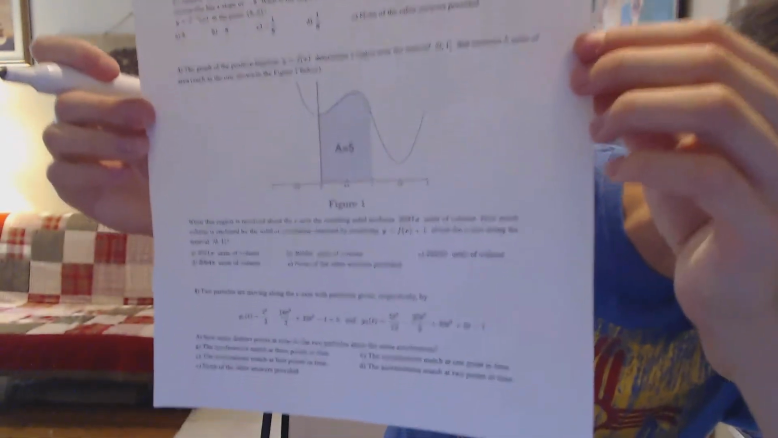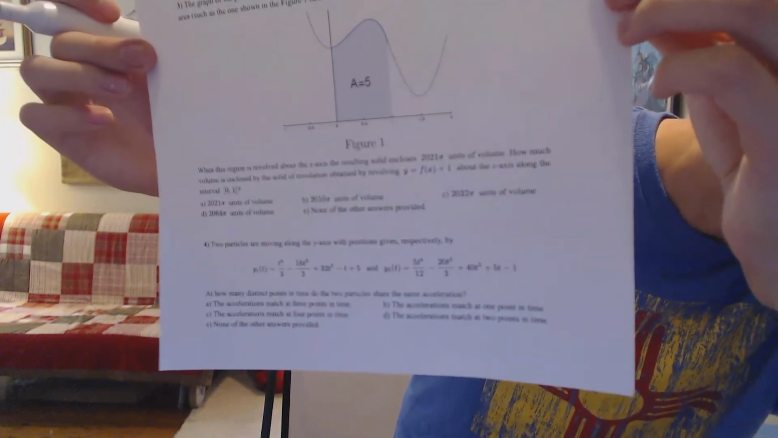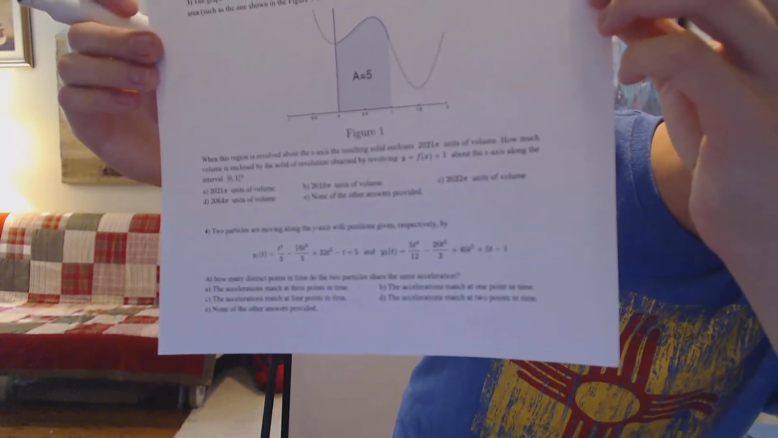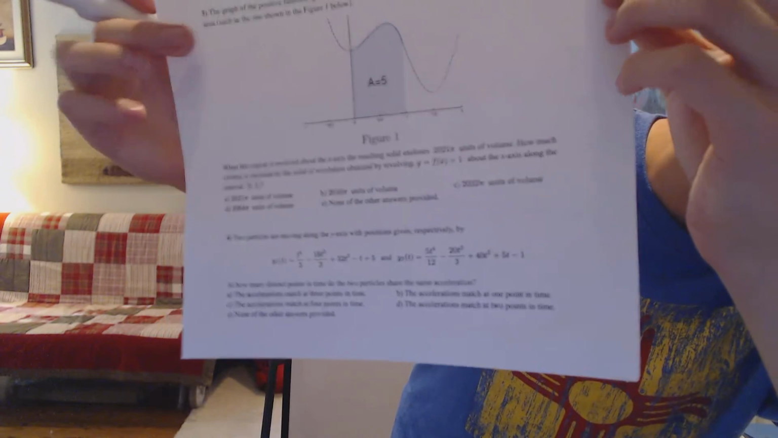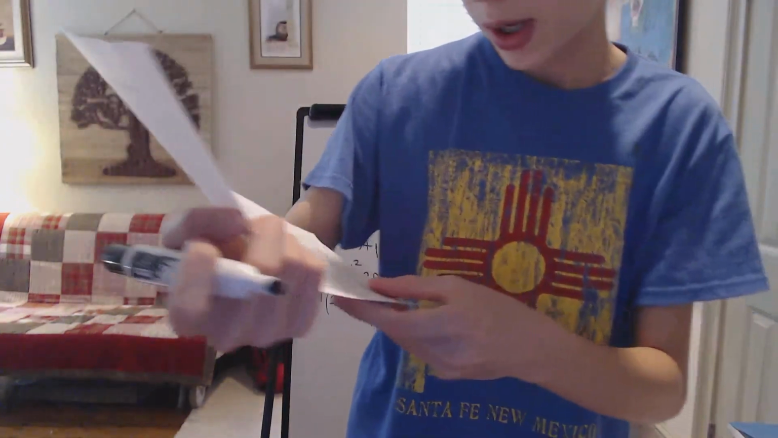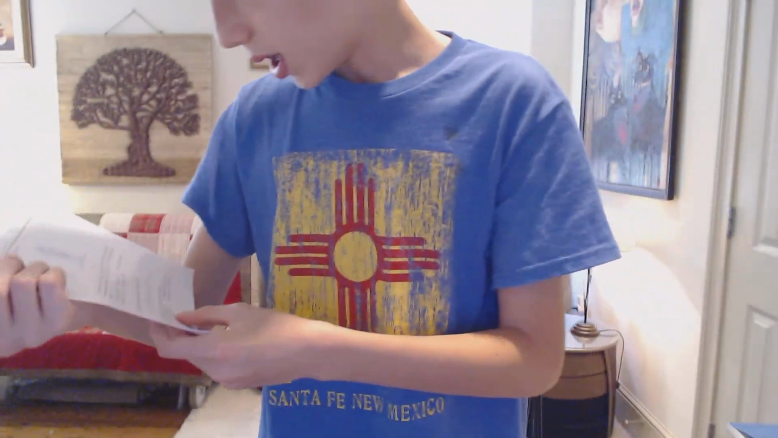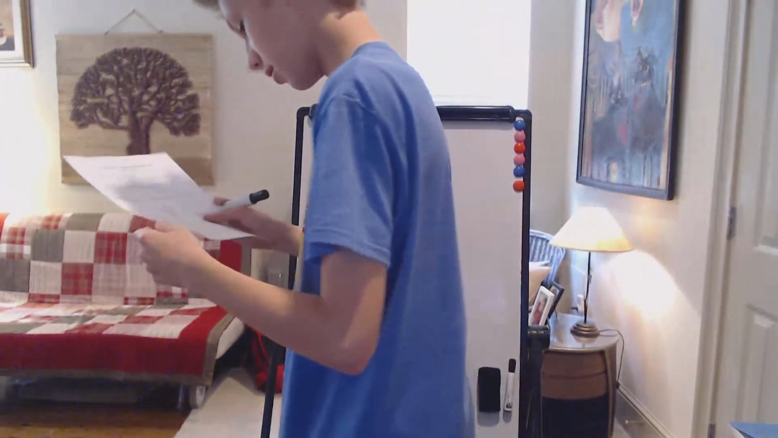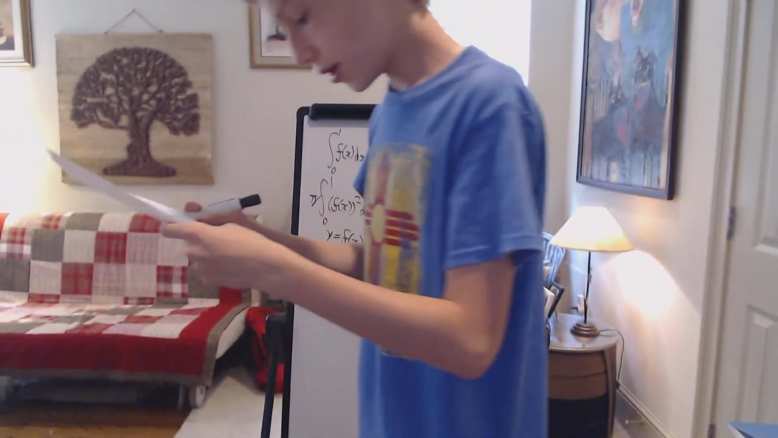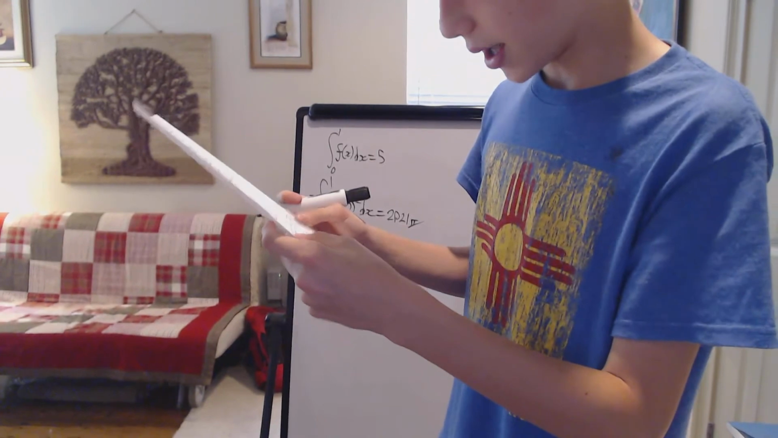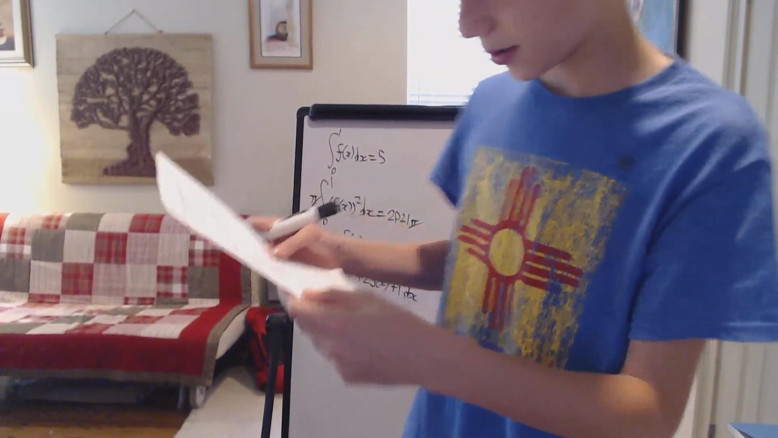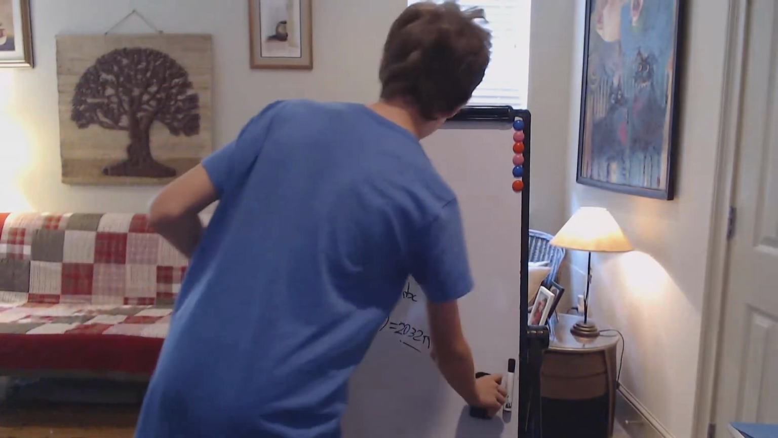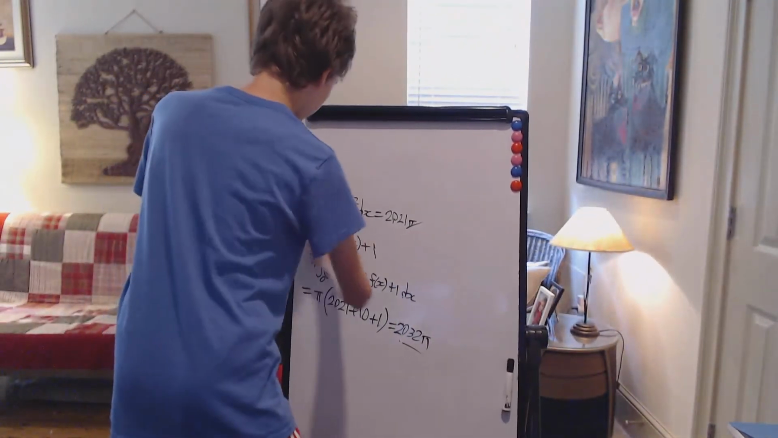So it's this last problem here. Two particles are moving along the y-axis with position given respectively by these two formulas for position. I suppose I'll write them on the board, and then it's asking for, at most, how many distinct points in time do the two particles share the same acceleration. So this is a fairly straightforward problem. It's just some algebra and some derivatives, which is pretty much algebra.